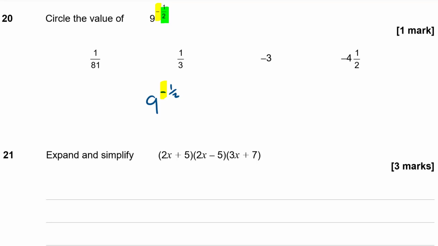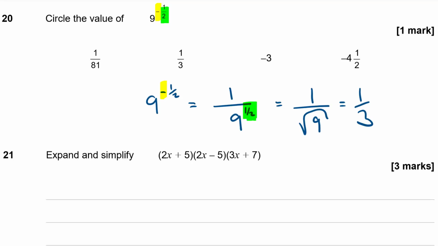A negative index means 1 over the positive version of that index. So I've dealt with that bit first. Now let's deal with the power half. Power half means the square root of. So that is equivalent to 1 over the square root of 9, and the square root of 9 is 3, so that's 1/3. So the solution we're looking for is that one.